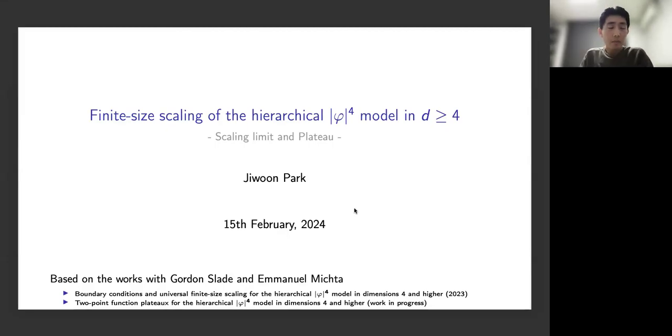So I mainly will be talking about finite size scaling of the hierarchical phi-4 model in dimension greater or equal to 4. And I will usually discuss the scaling limit and the plateau. This talk is based on works with Gordon Slade and Emmanuel Michta. The first paper here was uploaded on the arXiv last year, I think in July. And the second paper is in progress.